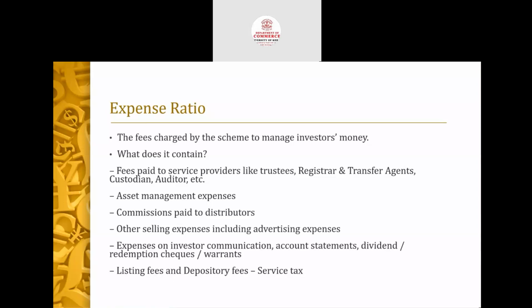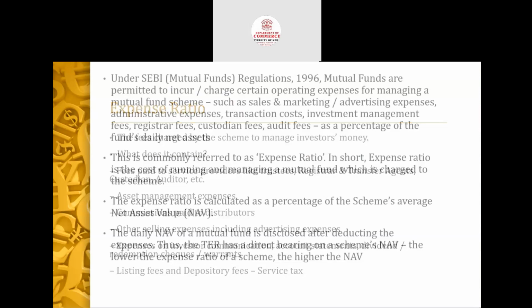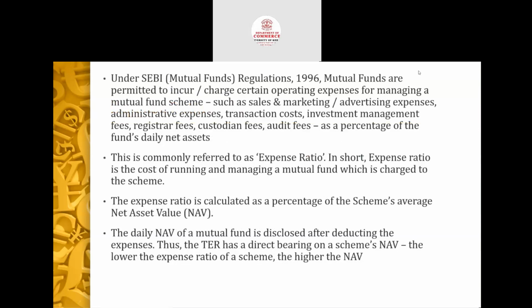They have asset management expenses. If it is a regular scheme, they have distributors, and they need to pay commissions to them. Or they have other selling expenses, including advertising expenses, expenses on investor communication, account statements or dividends, listing fees and depository fees. So there are various expenses incurred by the mutual fund, and they need to collect this amount from the investors. That is the term called expense ratio. When it comes to expense ratio, I will explain now. Under SEBI Mutual Funds Regulation 1996, mutual funds are permitted to incur and charge certain operating expenses.